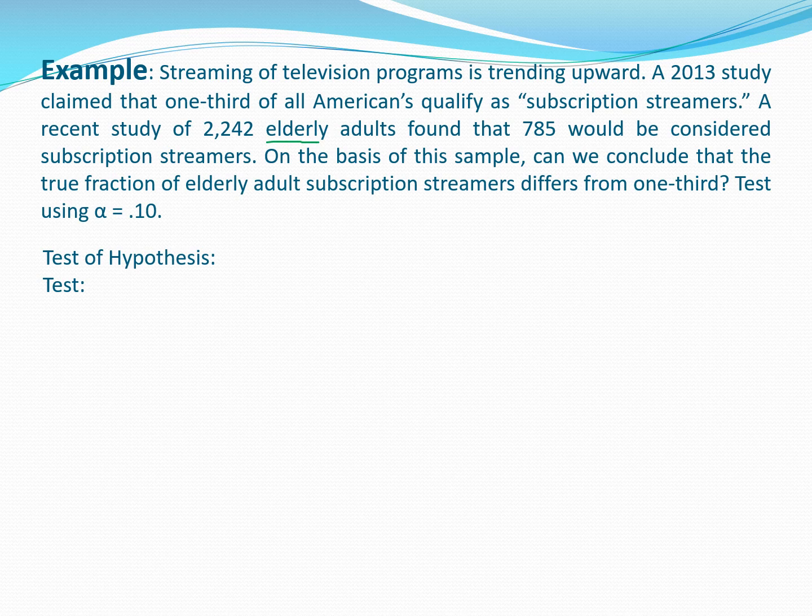On the basis of this sample, can we conclude that the true fraction of elderly adult subscription streamers differs from 1/3? We're going to test using alpha equal 0.10. I want you to be able to go through the 4 steps: find the test, specify the null and the alternative, get the test statistic, evaluate it, make a conclusion. So how do we see if a proportion, I said fraction here, proportion, percentage, rate, all different words that mean the same thing, differs from 1/3?